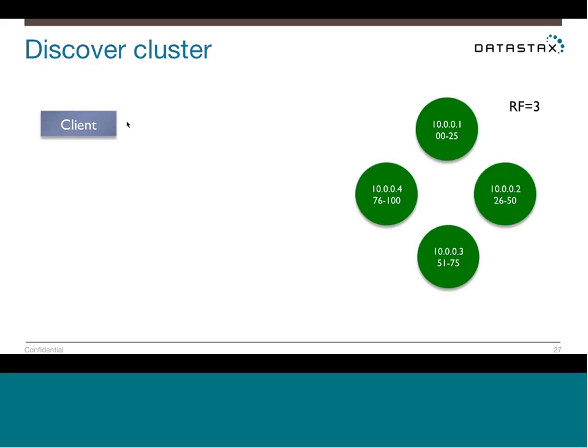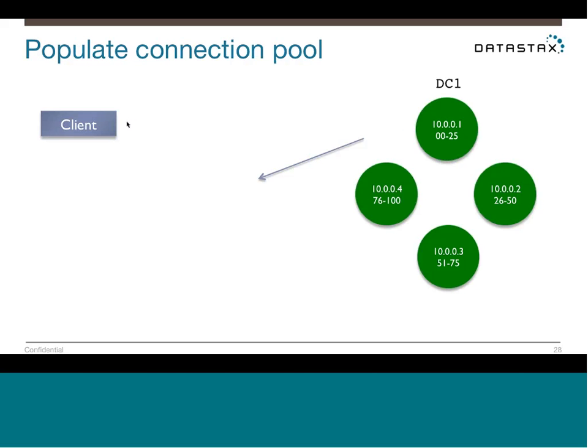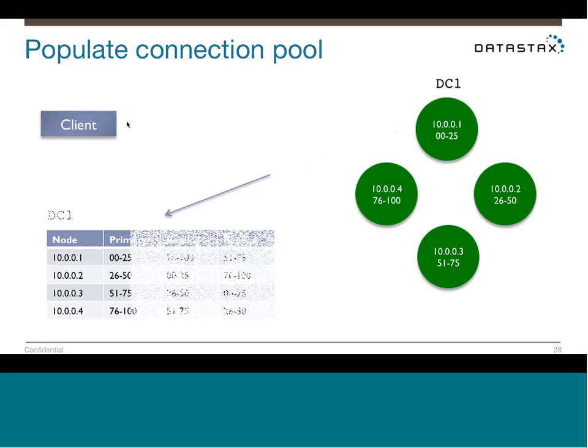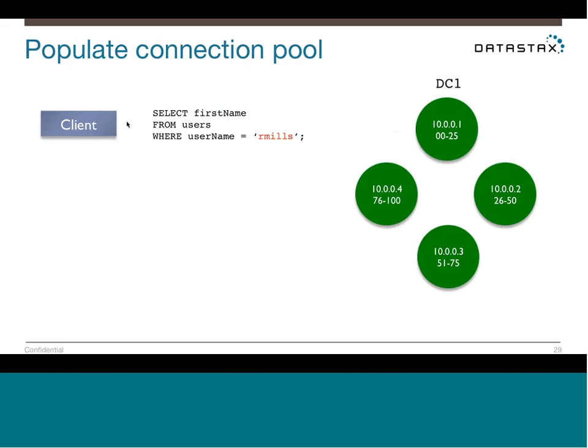Our cluster for discussion purposes has a replication factor of 3. To simplify, our token range is from 0 to 100, but real token ranges are actually much bigger. Each node is responsible for 1/4 of the token range. The client connects to the node listed in the contact points. So that node is aware of the entire cluster and token layout, and the node responds with a list. The list then populates the connection pool, and each token range is stored per node, including replicas.